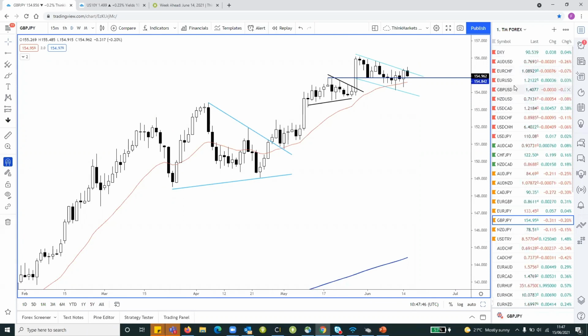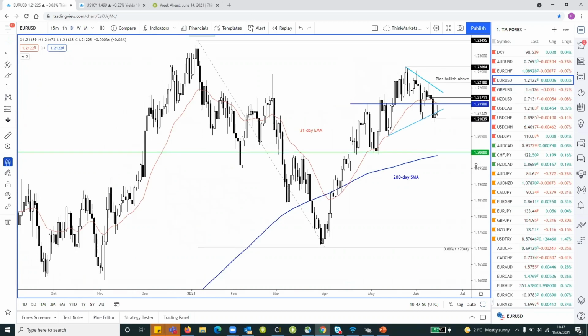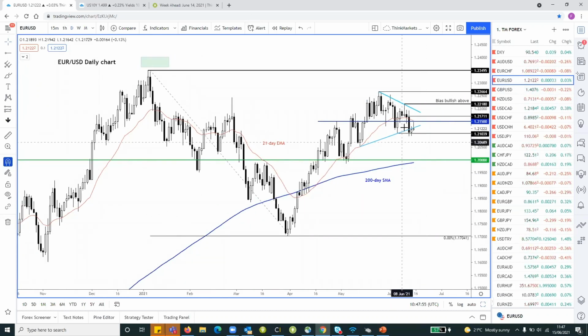But going back to the majors, let's talk about the euro dollar first of all. The euro dollar is probably one of the most difficult currencies to trade right now. It continues to frustrate both the bulls and the bears alike, right?